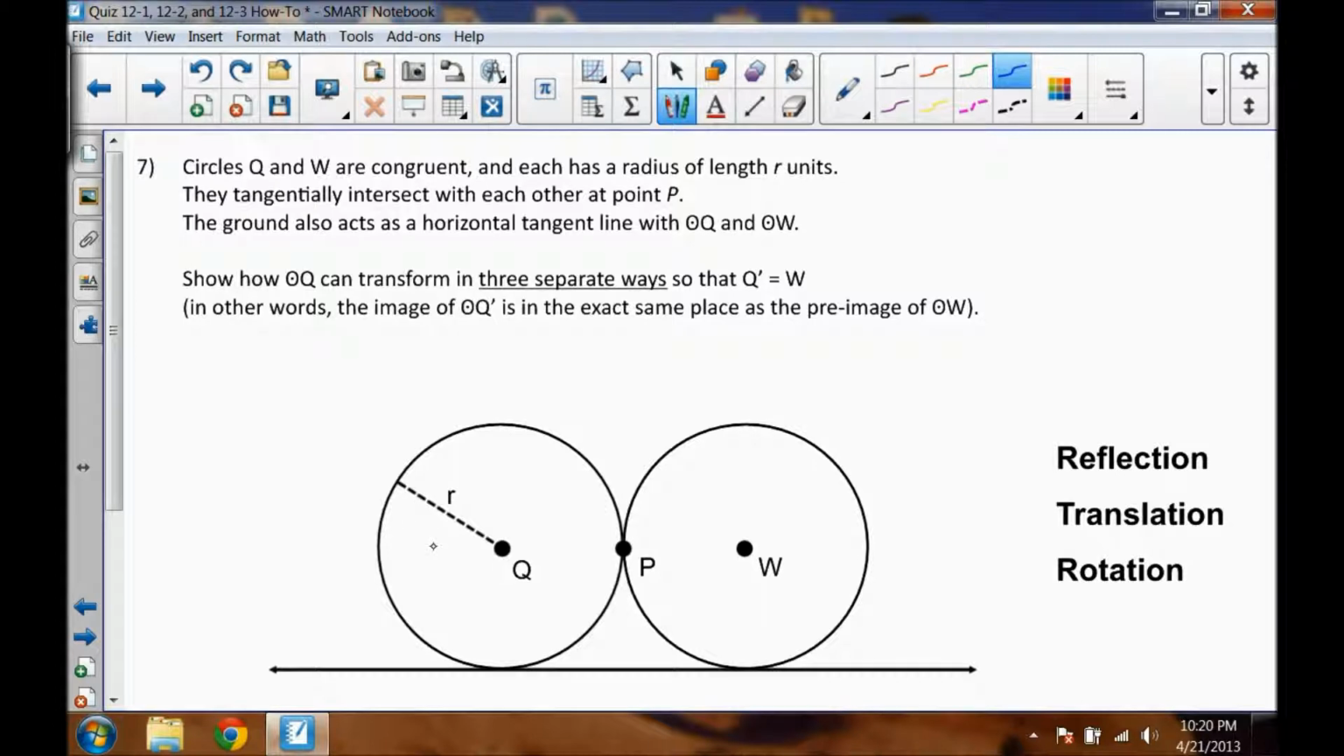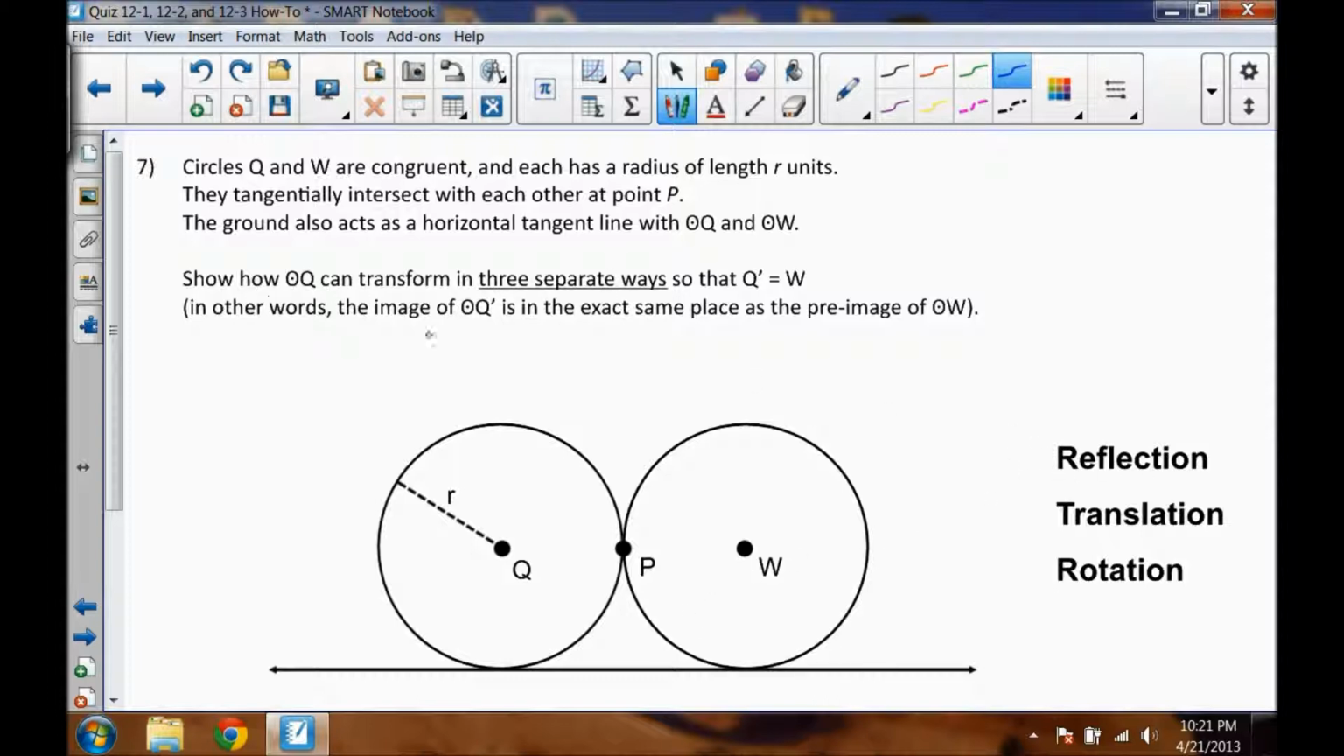Okay, this one kind of had weird wording as well, depending on how you looked at it. So I have circles Q and W. They're congruent, so that means that they both have the same radius, and I gave you a simple explanation showing this is length R. They intersect at this one point P, so that means they're just touching at that one point, and they're just touching against the ground as well. So how high are they off the ground, if you ever needed to ask? Well, they're R units off the ground, if that clearly mattered for this problem, but we'll soon see that it doesn't really. Okay, we're going to try and do a reflection first.